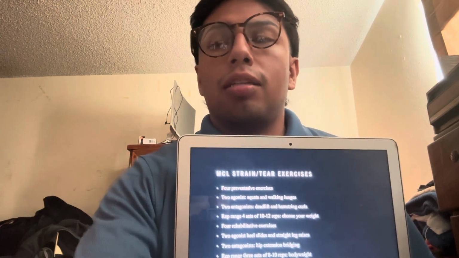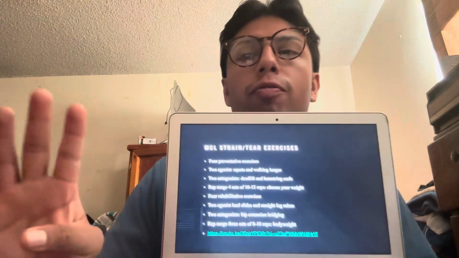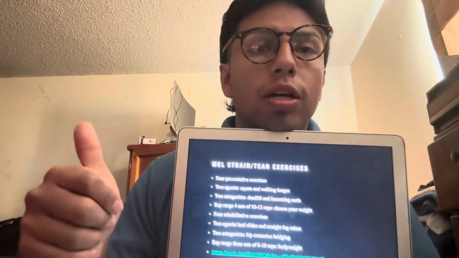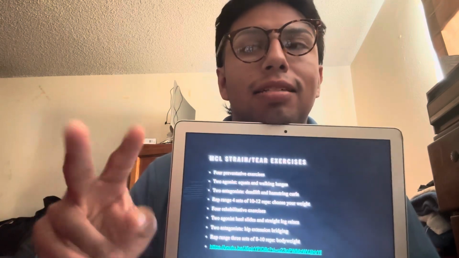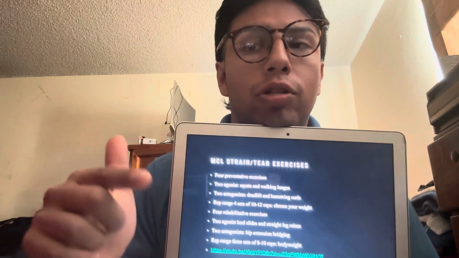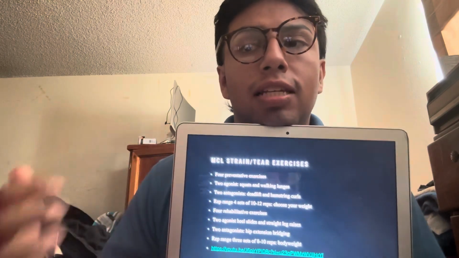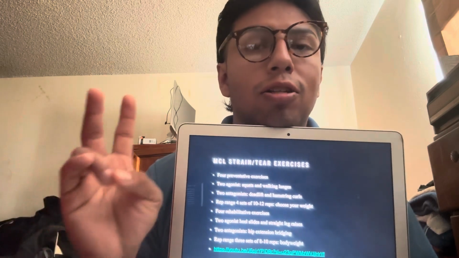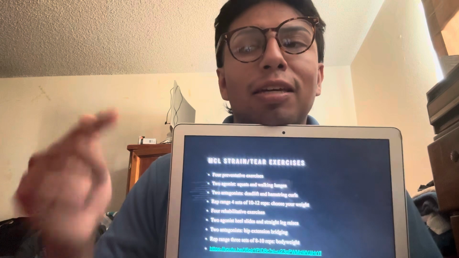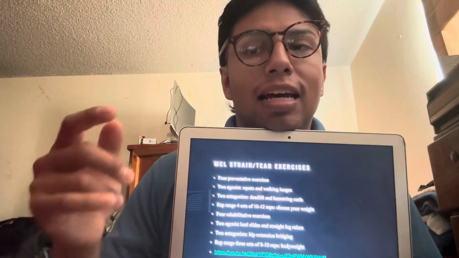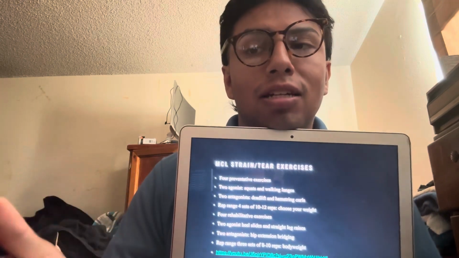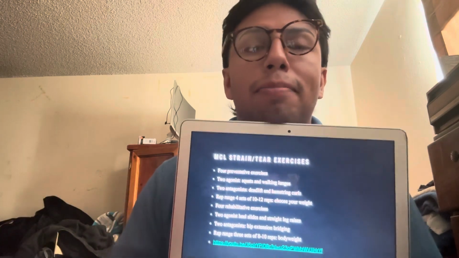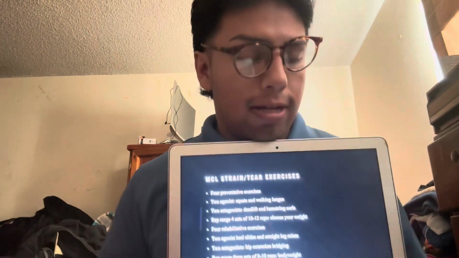The MCL strain slash tear exercises. So for the 4 preventative exercises, there would be 2 agonists, which are squats and walking lunges. 2 antagonists would be deadlift and hamstring curls, and the rep range would be 4 sets of 10 to 12 reps, choosing your own weight. The 4 rehabilitative exercises are 2 agonists, heel slides and straight leg raises, and the 2 antagonists would be hip extensions and bridging. And the rep range would be 3 sets of 8 to 10 reps body weight, since you are recuperating.